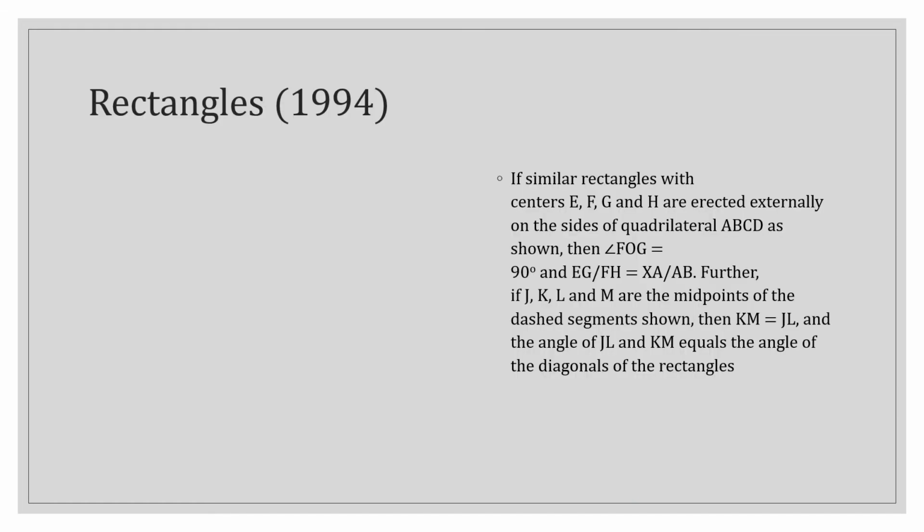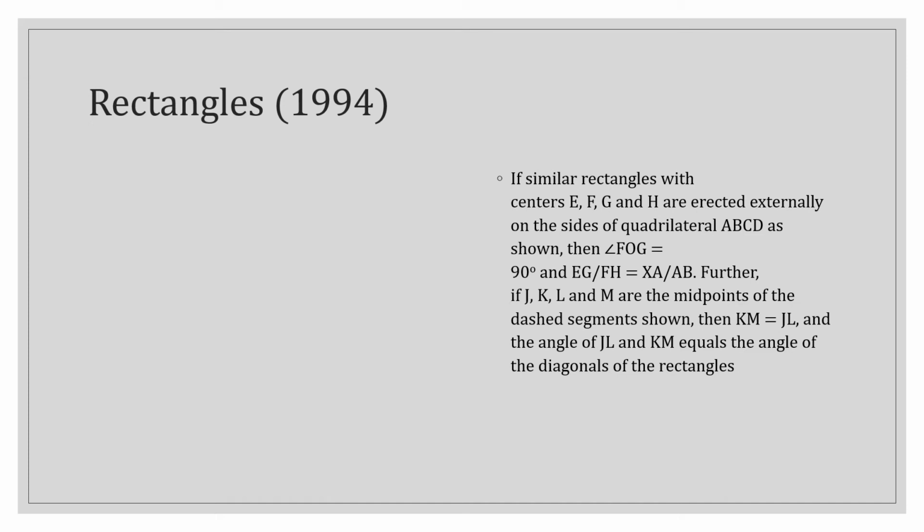Here we have a generalization of Van Aubel's theorem as it relates to rectangles. This was discovered or proven around 1994, over 100 years after the original Van Aubel's theorem was published in 1878. This theorem states that if similar rectangles with centers E, F, G, and H are erected externally on the sides of quadrilateral ABCD as shown, then the measure of angle FOG would equal 90 degrees, and the ratio of EG to FH would equal the ratio of XA to AB.